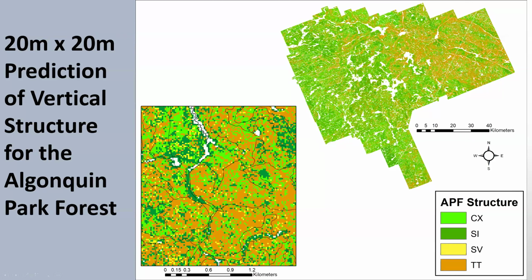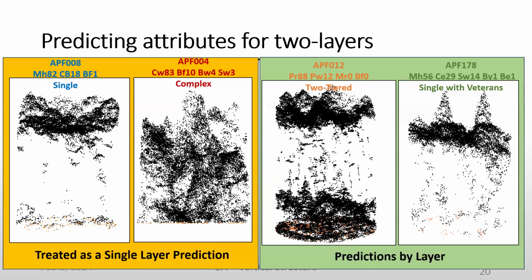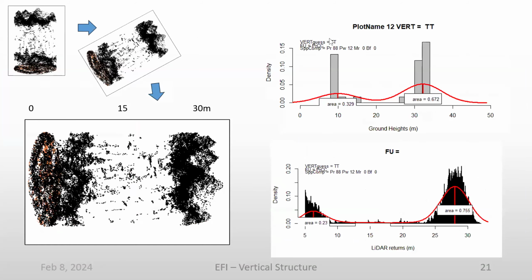So we were pleased with the results for Algonquin Park, and went on to trying to predict attributes by layer. So if we know it's a two-tier condition, can we start to partition things like volume and basal area by layer? So back to those 4 vertical structures. We're going to concentrate on the 2 on the right now, the ones where we have the presence of distinct layers.